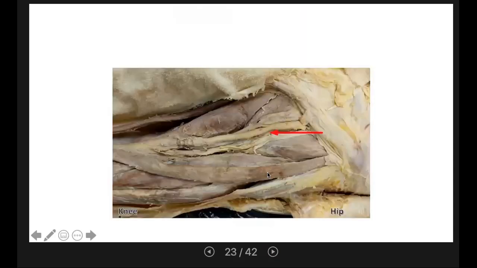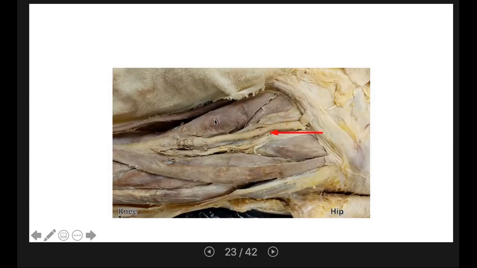Another view of the anterior thigh here. So this is a lateral view. So this is going to be on the left side. Again, reference points are the hip, which is on this side, the knee, which is toward this end. And so we get a nice view of the thigh on the left side here. So we got the gracilis here, the medial most muscle again. We've got the adductor longus here.